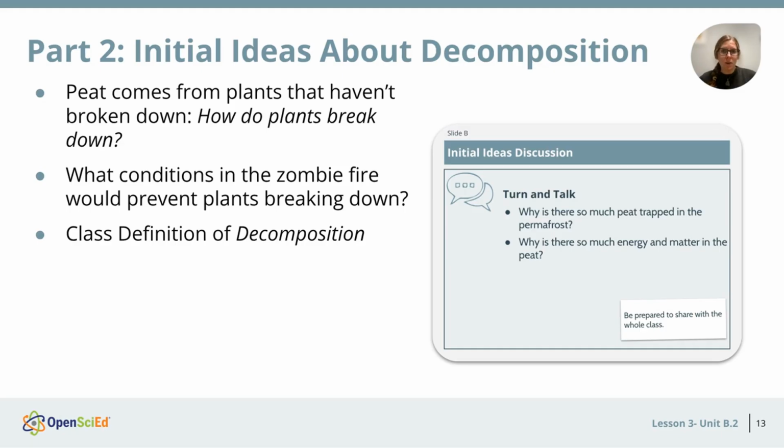Starting with part 2, where students will have an initial ideas discussion about decomposition. I always like to start this discussion off asking them what they think decomposition is, where have they seen it, what happens when something gets broken down. I get a lot of really great conversations here that I use continuously throughout this lesson. It's a quick part, but a really important one. We're going to identify what conditions in the zombie fire would prevent plants being able to get broken down and get that class definition of decomposition.